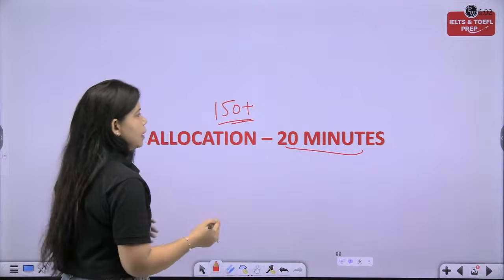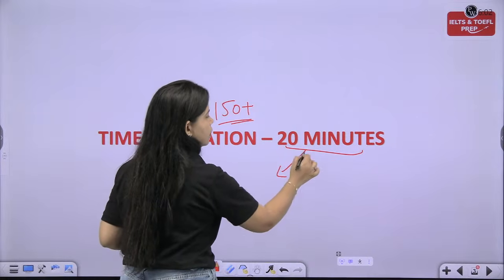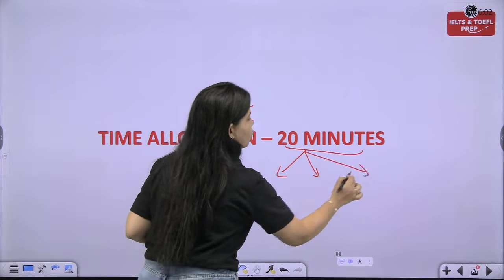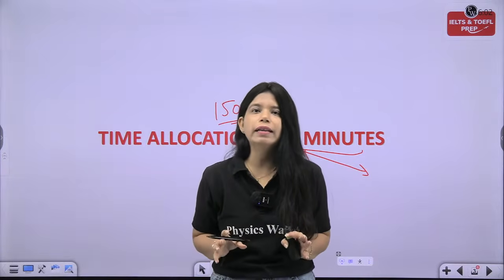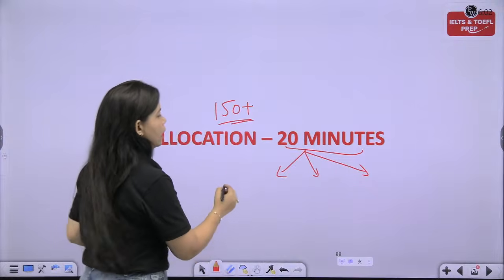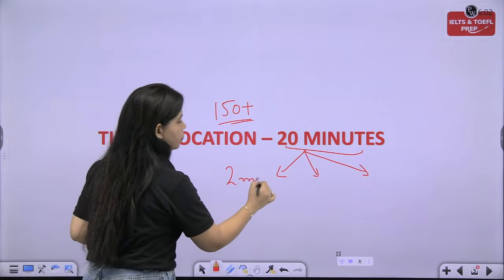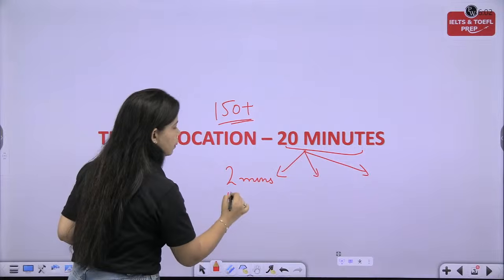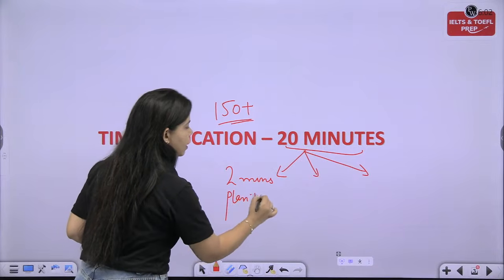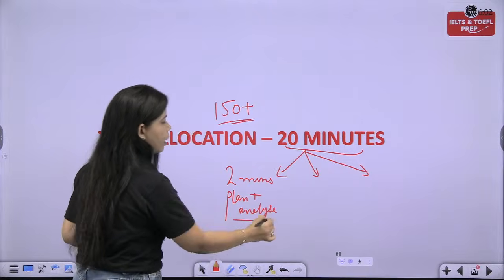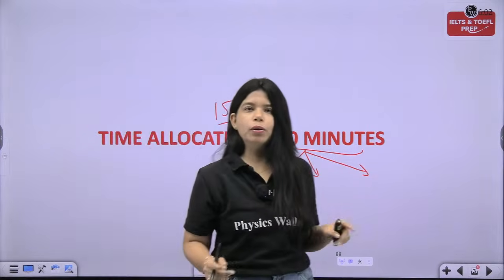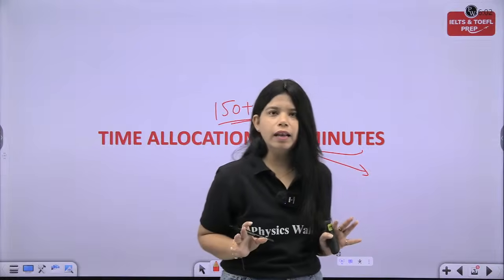Now, as far as these 20 minutes are concerned, guys, this is something that is super important. These 20 minutes are not only for writing. What you need to do is, in the first 2 minutes, you need to plan plus analyze. इसका क्या मतलब होता है? We will understand this in detail today, and I am going to make you a pro today when it comes to planning and analysis stage.